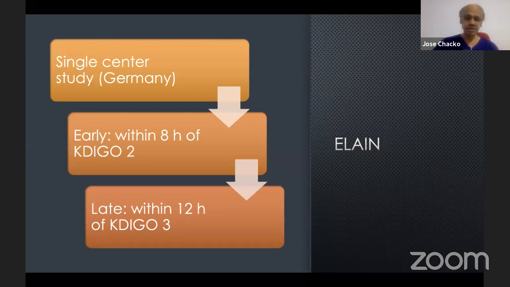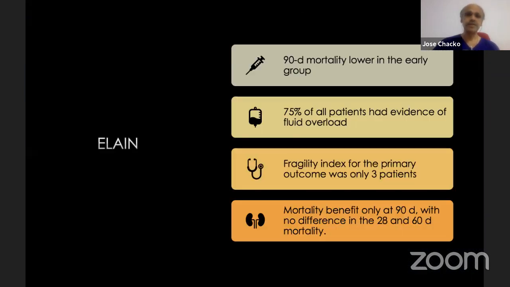And KDIGO 3, as you know, is a creatinine rise by more than 3 times the baseline, or an absolute value of more than 4 milligrams per deciliter, or anuria for 12 hours, or urine output less than 0.3 mL per kilogram per hour for a period of more than 24 hours. So this is how they randomized their patients: early versus late, KDIGO 2 versus KDIGO 3. And what did they find?